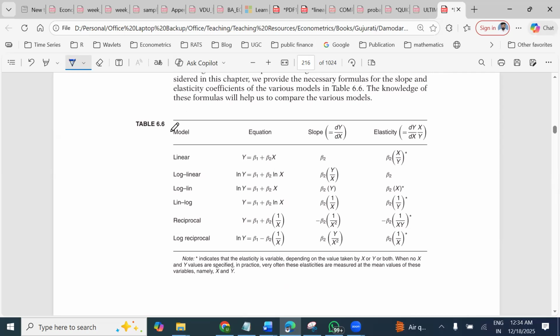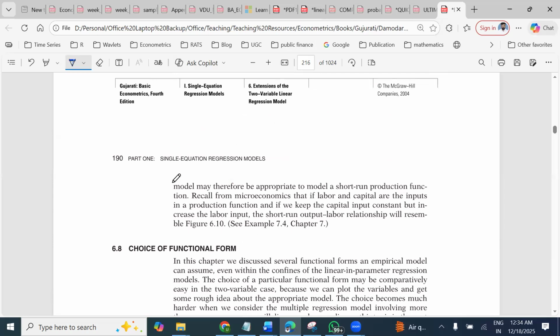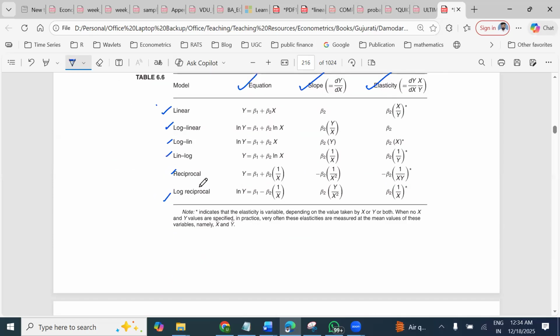See, this is what I was telling you about. There are these models in this chapter. You have to see how the slope is, what the equation is, what the slope is, and what the elasticity is. There are 1, 2, 3, 4, 5, 6 different types of models. This is there in the functional forms chapter.